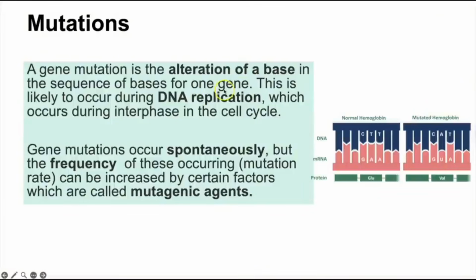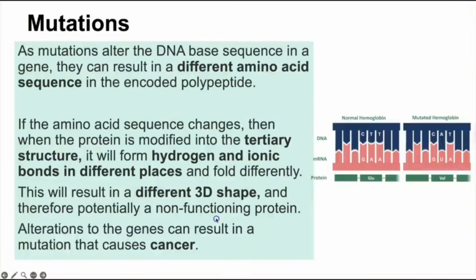And this is probably going to occur during DNA replication, which is in S phase of interphase in the cell cycle. Gene mutations occur spontaneously, but the frequency at which they occur can be increased by exposure to mutagenic agents. And that's things like carcinogens and UV light or ionizing radiation.